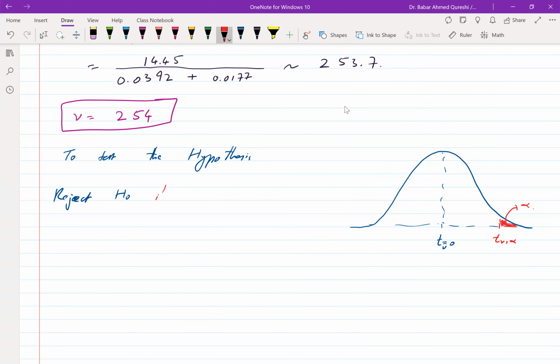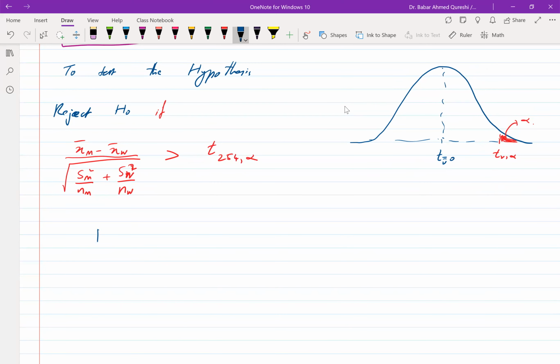Reject H naught if this variable, sigma n square over nx, sigma m square over nm, sigma w square over nw, is greater than this critical value. This is the degrees of freedom, and there's some critical value here, where, as before, the critical value is defined such that the probability of getting something beyond this critical value is equal to alpha.